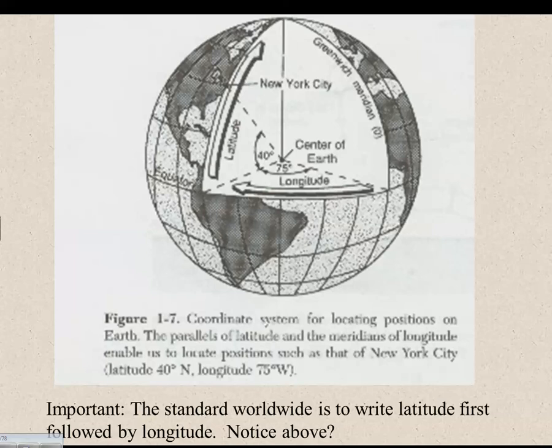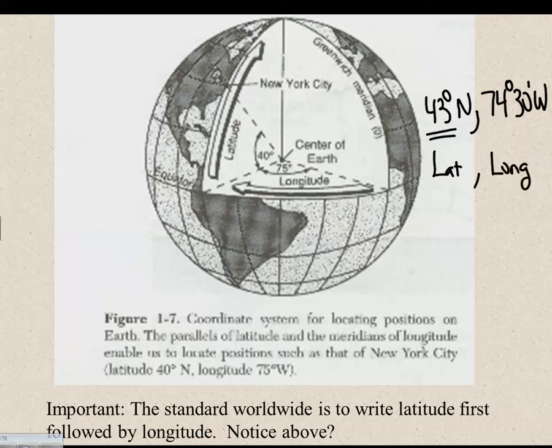Important, the standard worldwide is to write latitude first, followed by longitude second. So you always write down, for instance, in Fourplane, we are at 43 degrees north latitude, comma, and about 74 degrees and a little bit more, maybe 30 minutes or so, west longitude. And we'll get to the minutes and what all that is in another lesson, but you get the idea that latitude comes first, comma, longitude comes second. That's the format. If you don't do it that way, you're not going to get it marked correctly, so remember it.